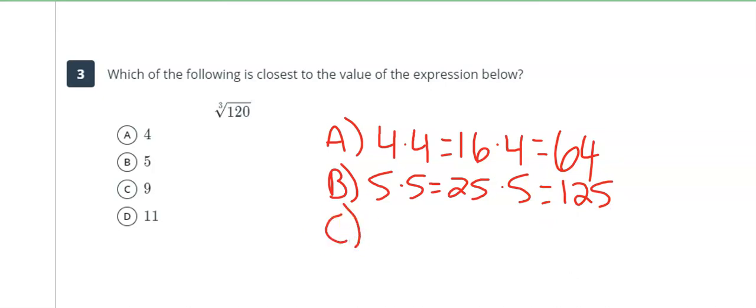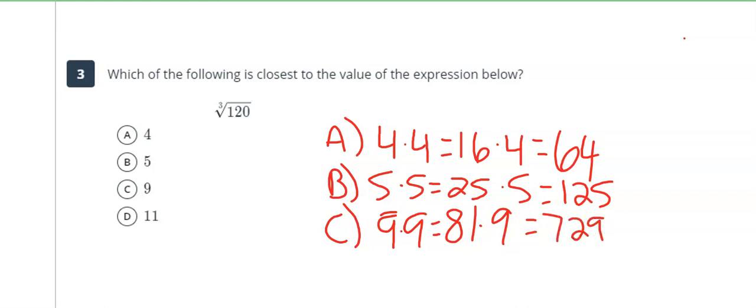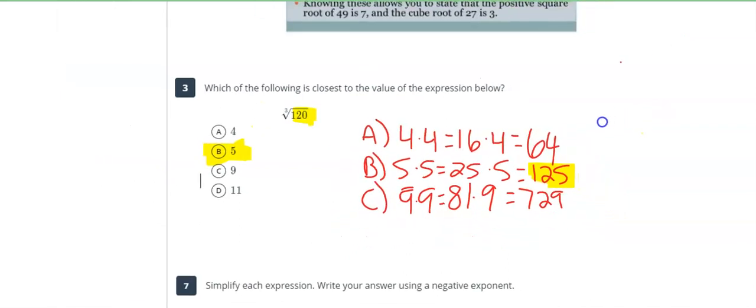For C, 9 times 9 is 81, and 81 times 9 is equal to 729. And I'm not even going to bother with D because I know it's going to be even larger than 9 cubed. So I know 125 is the closest here to 120, which means that B is my answer.